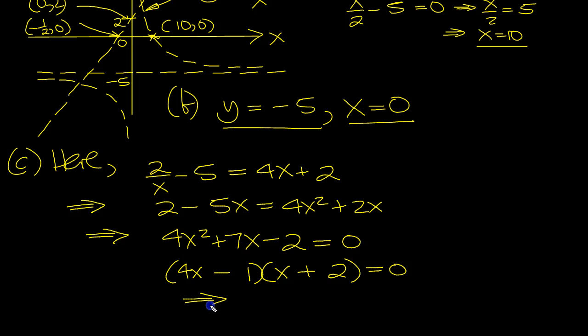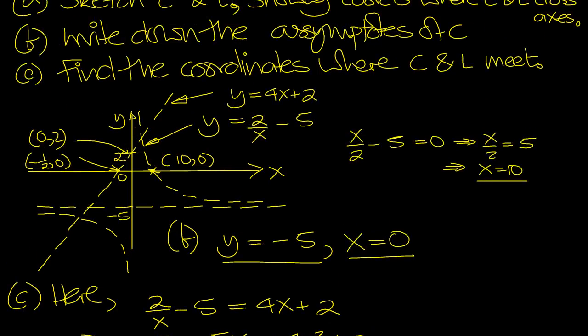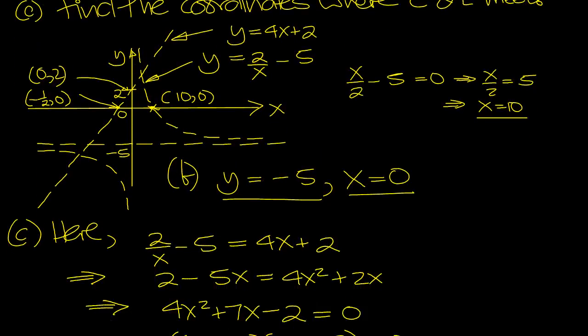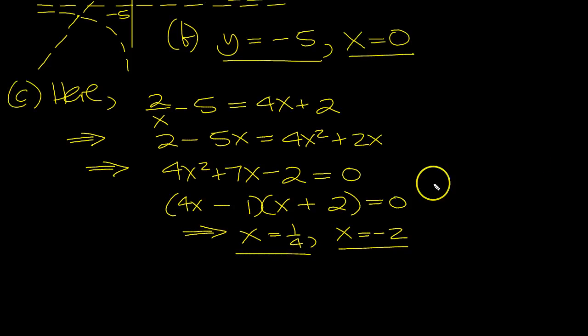So that tells us then, this one tells us x is a quarter, and this one tells us x must equal minus 2. So that was the solution for x, where C and L meet. So x is a quarter here, and we'll get the y value, and x is minus 2 would be this point here, wouldn't it?